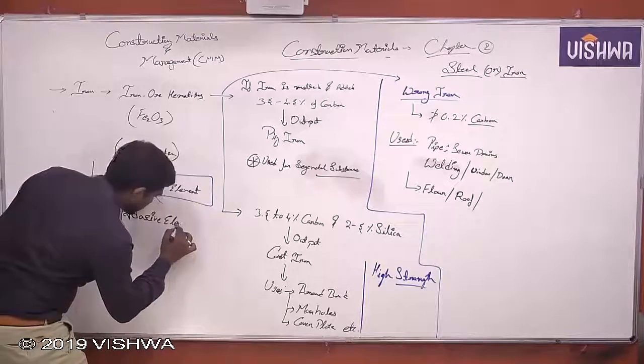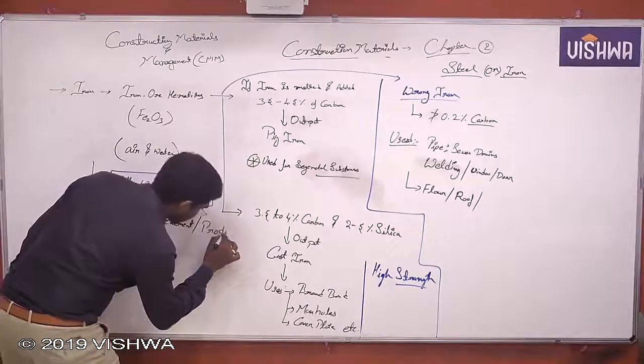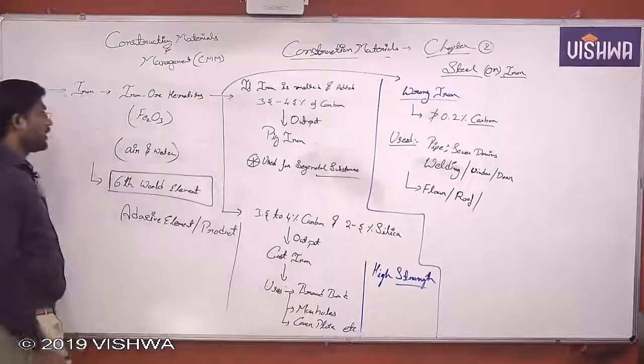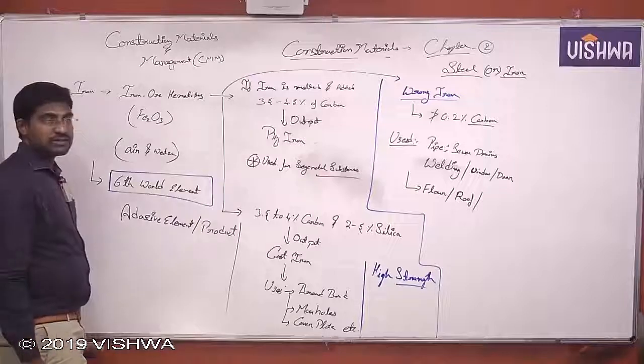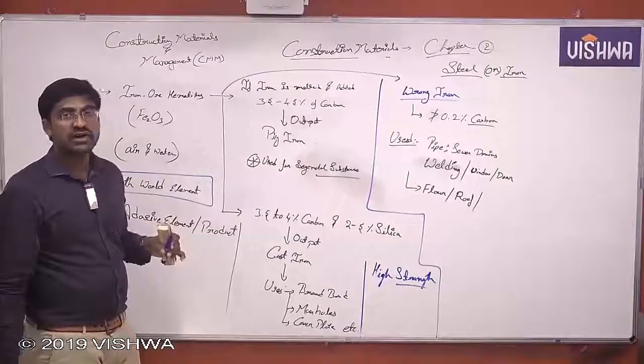Adhesive element or product. So iron is generally concluded as the sixth world element or sixth world adhesive product.